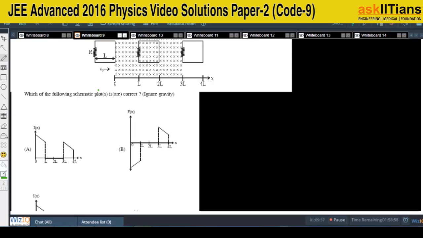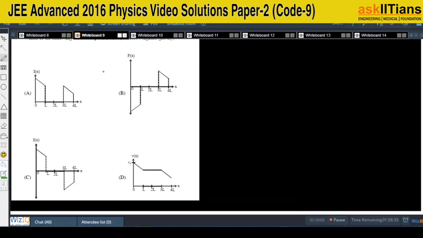So we are given the graph here, and there is a magnetic field into the plane of the paper, and there are different positions 0, L, 2L, 3L, 4L, but the range of the magnetic field is from 0 to 3L. Now the loop is about to enter the magnetic field, so we have to calculate the expression for force, current and velocity as a function of x. Which one is correct over here?